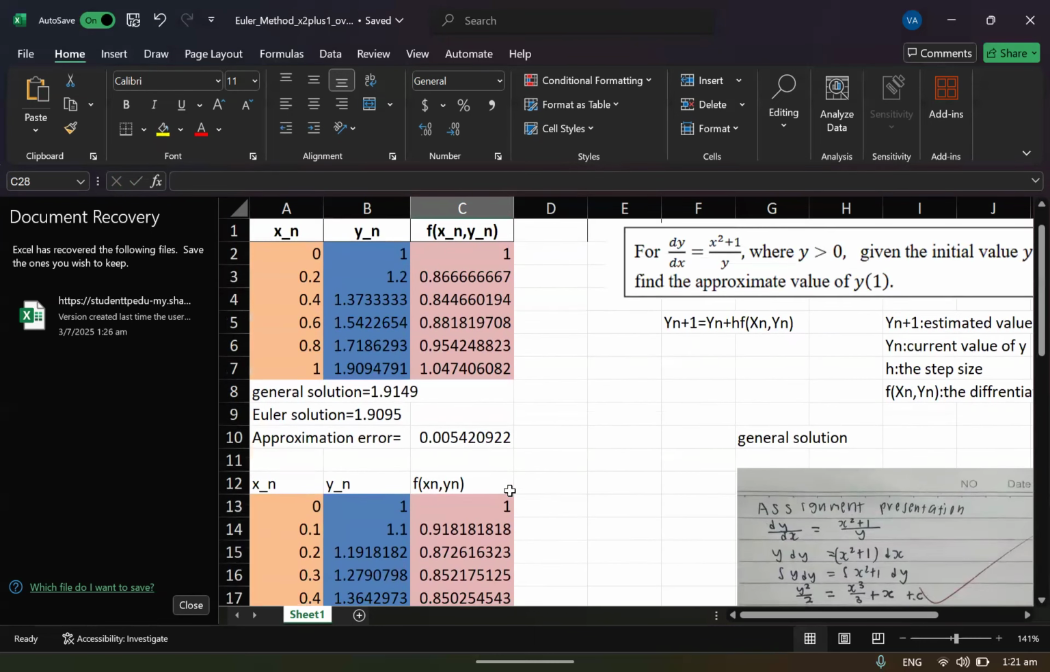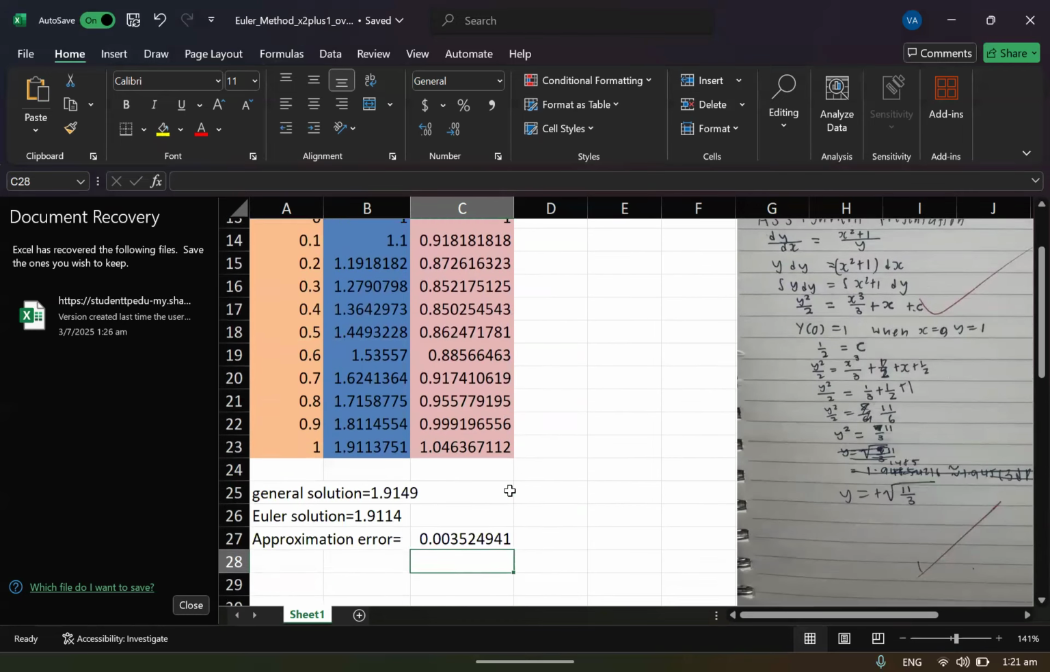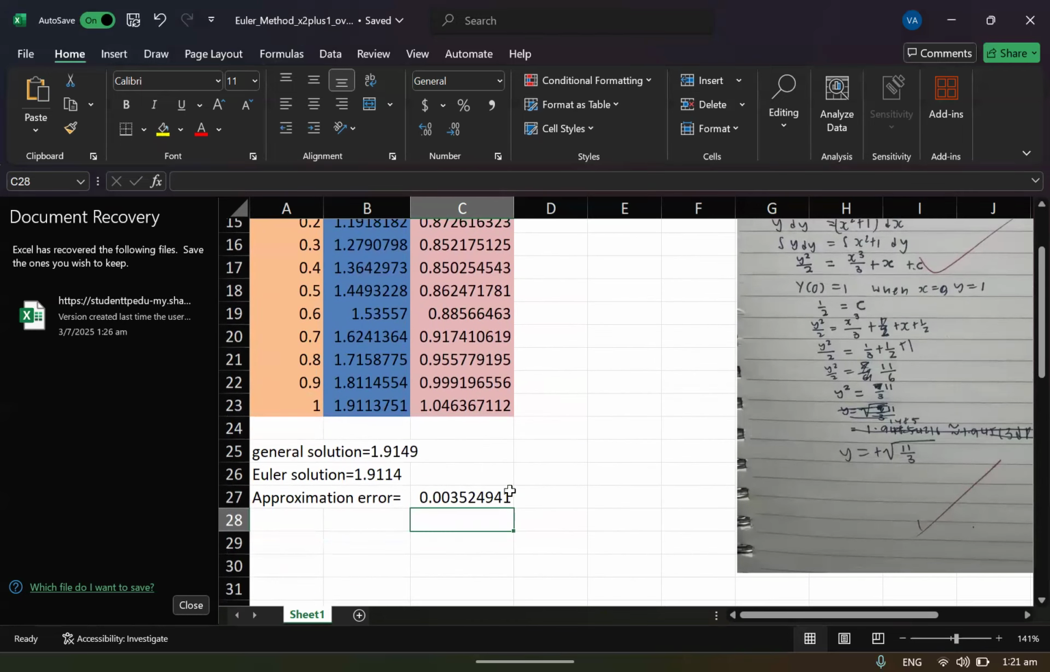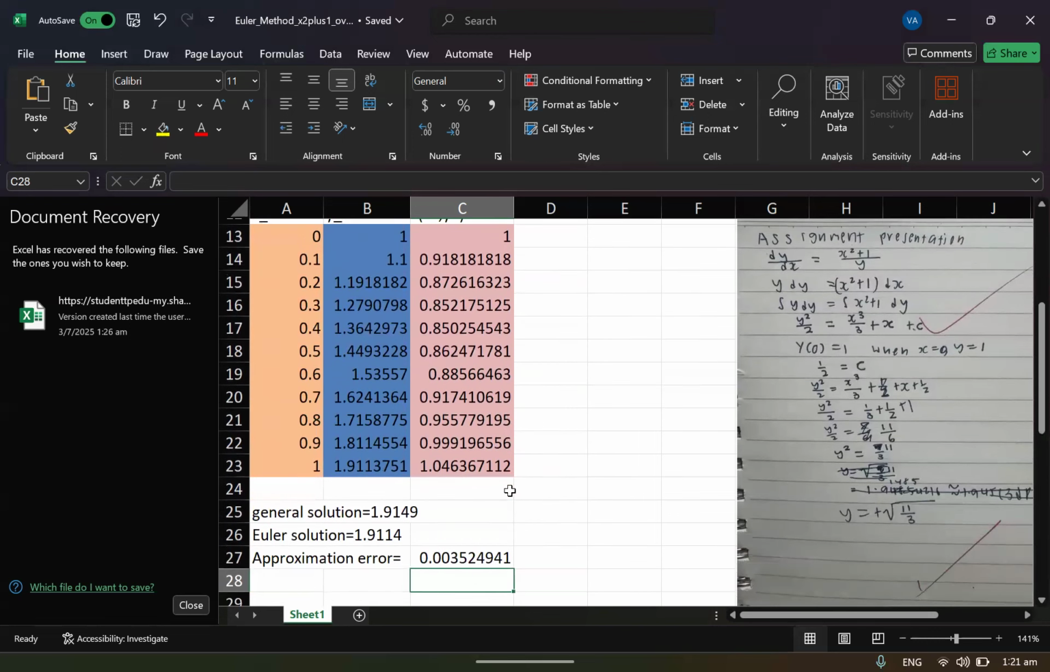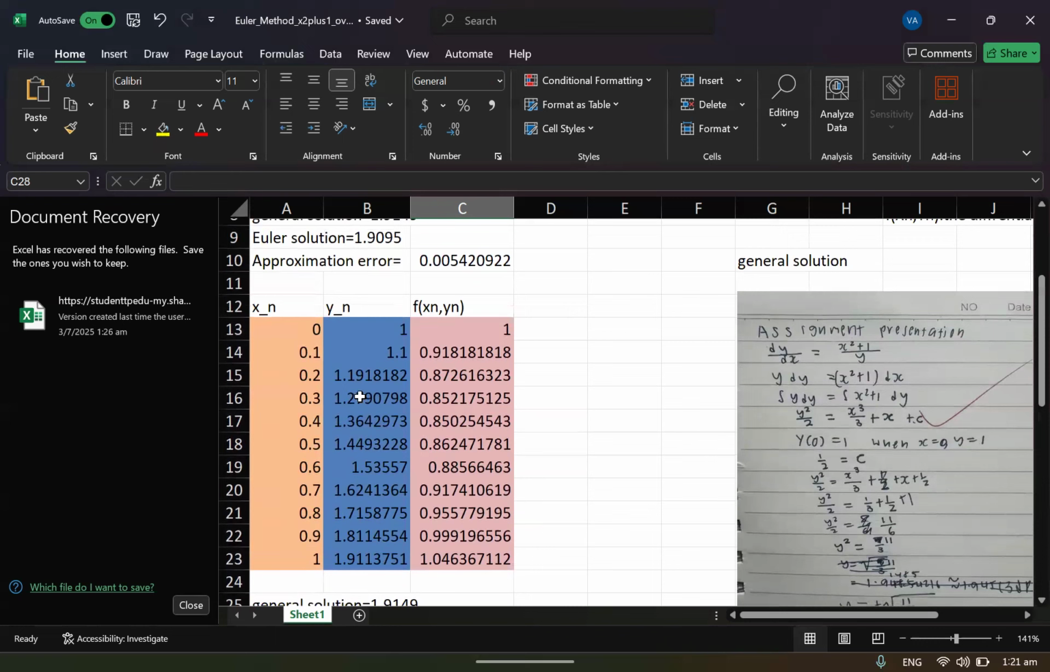As you compare both, the approximation error for the step size of 0.1 is better. So I can conclude that the lower the step size, the better it is because the approximation error is lower. So we get a more approximate answer. So we can use a lower step size.